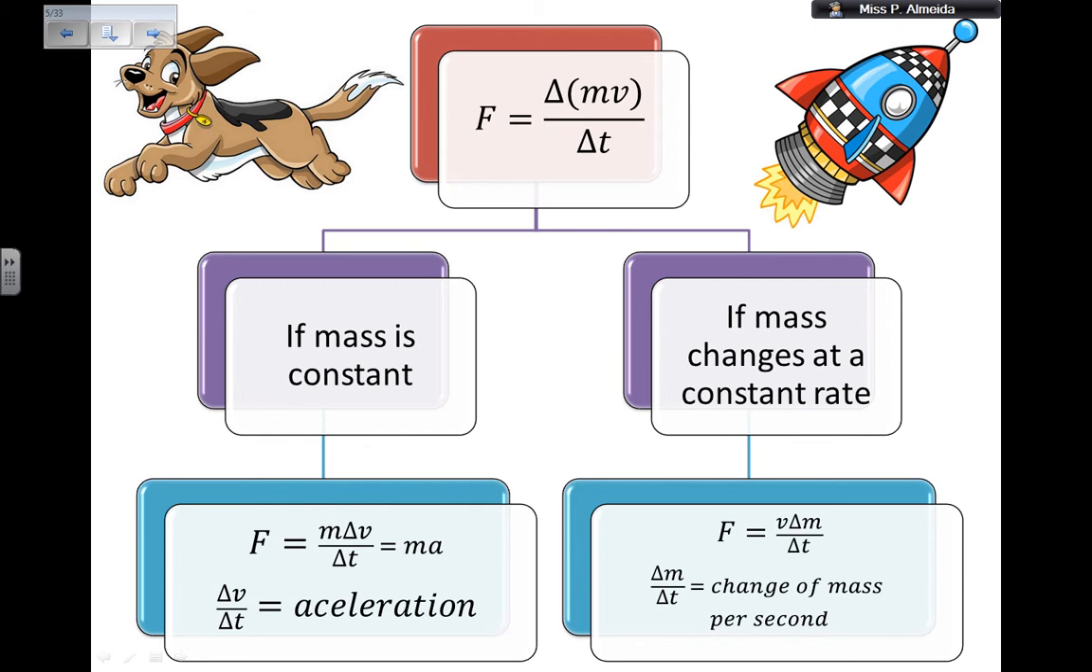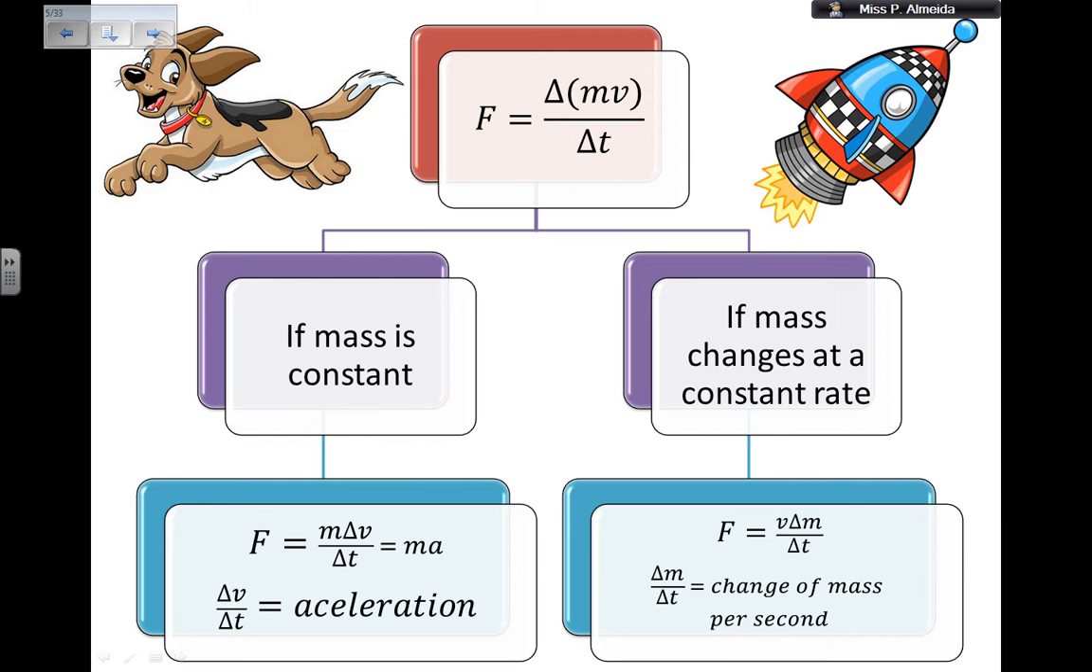So if I have, for example, that dog in there, the mass is constant, I can say that force equals the mass times the change in velocity over the change in time, so force equals mass times acceleration, because remember that change of velocity over time is acceleration.